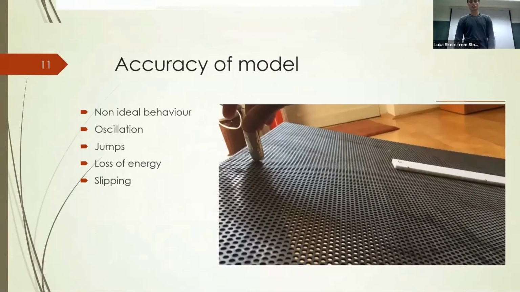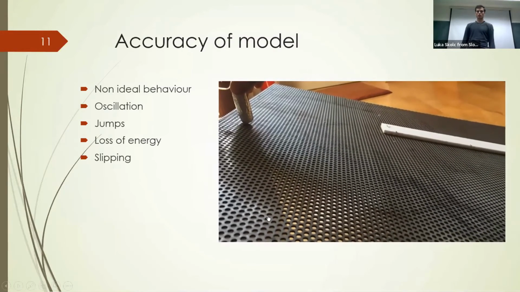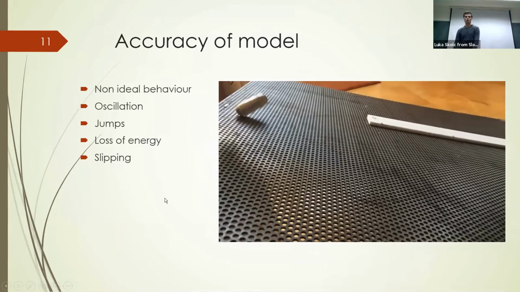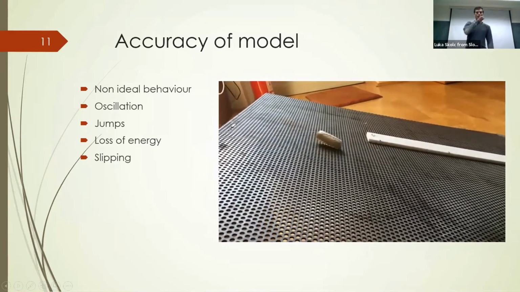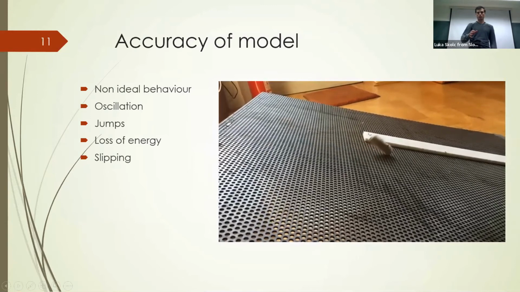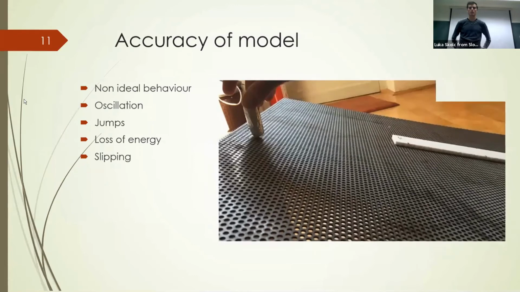Now, we have seen that our model is not particularly accurate, and we are not able to predict precise velocities. The main reasons are oscillations, jumps, loss of energy, and slipping. In the given video, we can see typical non-ideal behavior of the beams, and oscillation and slipping are the main problems we face.